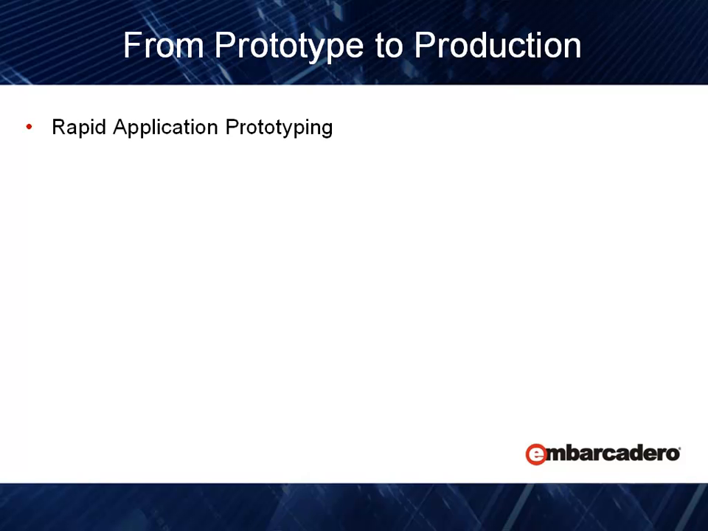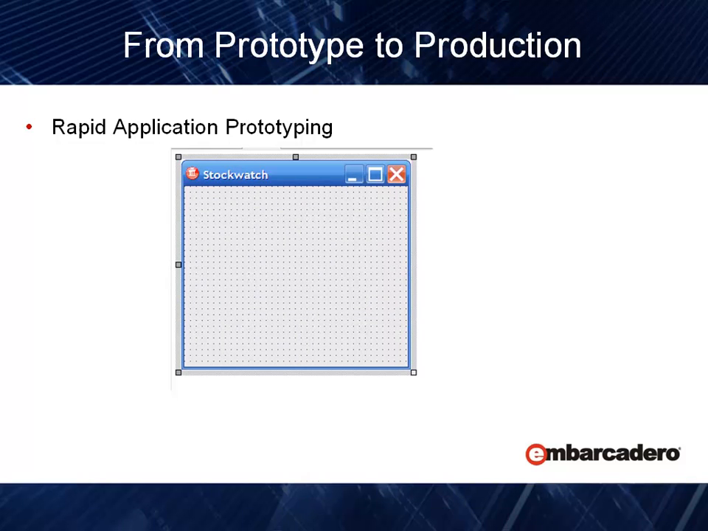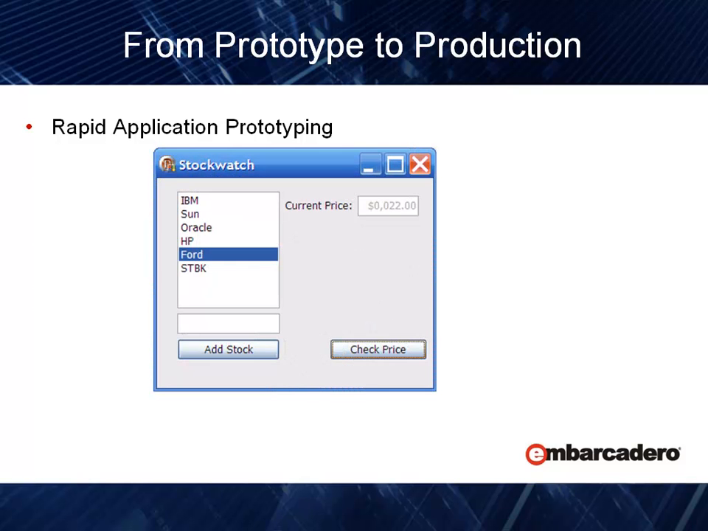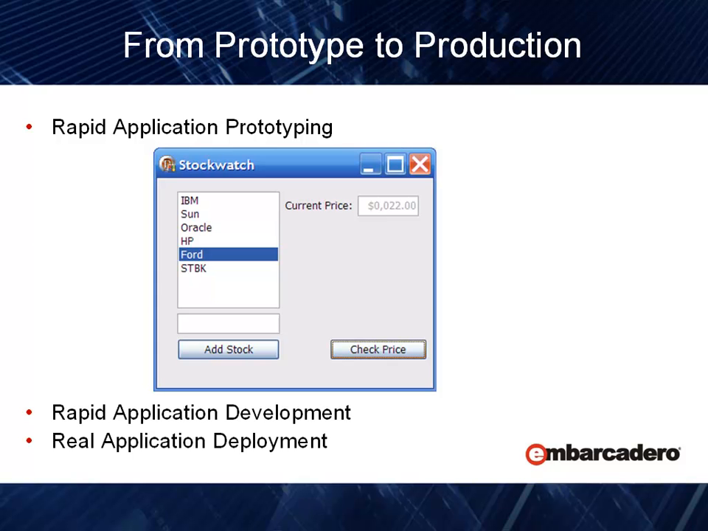First, we want to do some prototyping. So we create a form, set the properties, add some components, define the interface, add some business logic to it, compile it, and we're done. This allows us to do rapid application development, but it also enables the real application deployment, and that's the key to having a cutting-edge system today.